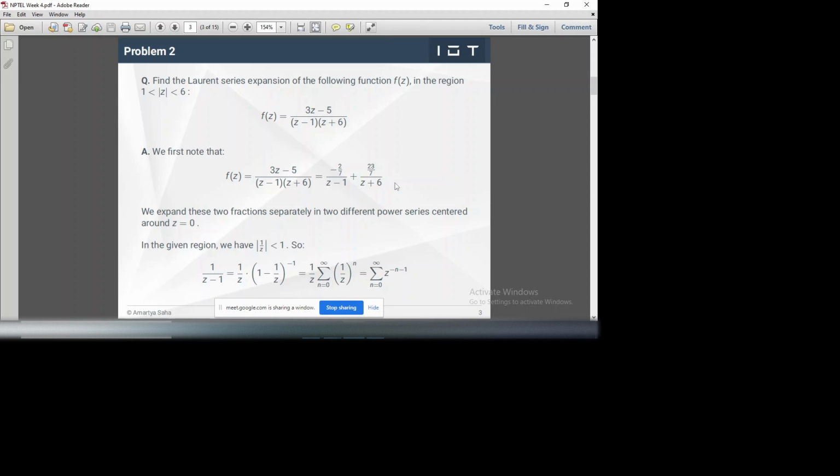Now we'll expand these two fractions in two different power series centered around z equal to 0. Please be careful that we have to expand around z equal to 0.